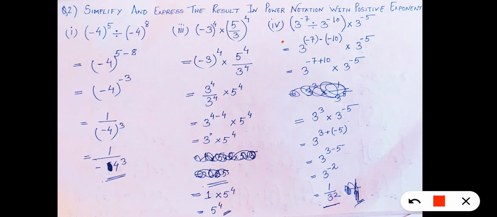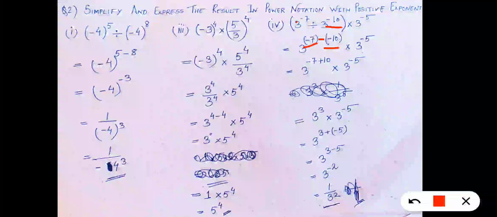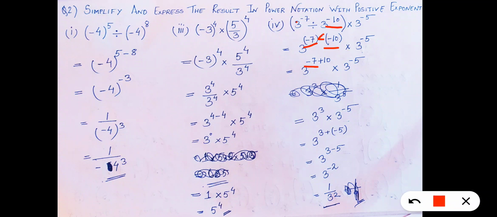Okay, let's move to Roman number 4. So this is given. Okay, see, bases are same and divide is there. Again, this is the second law of indices. When the bases are same and divide is there, powers will be subtracted. This minus 7 is already present. This minus 10 is already present. Now because of the law of indices, this minus comes, powers will be subtracted. Okay, so this becomes minus 7. This minus into minus will give you plus 10.